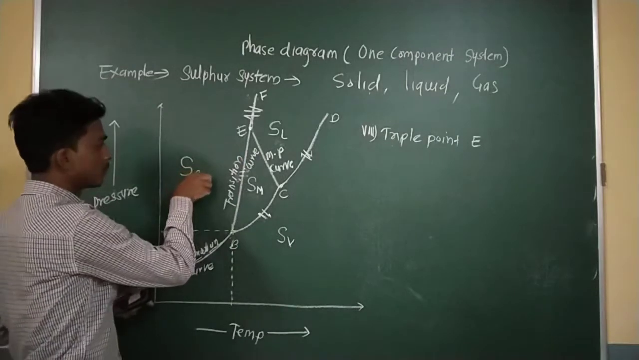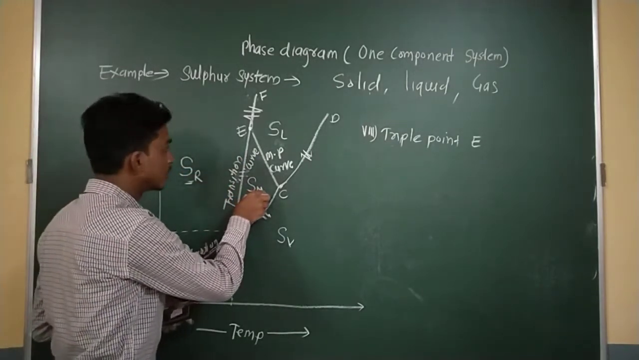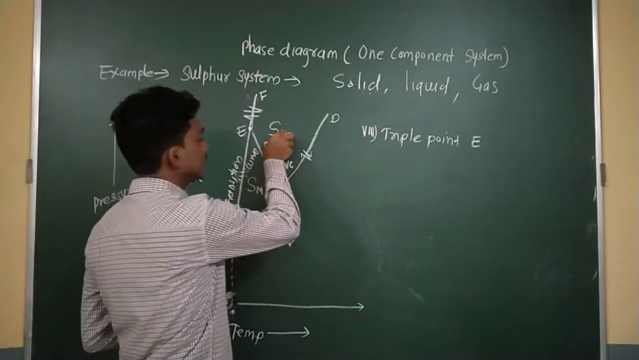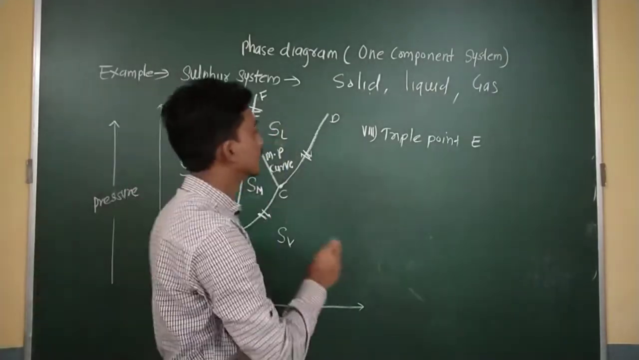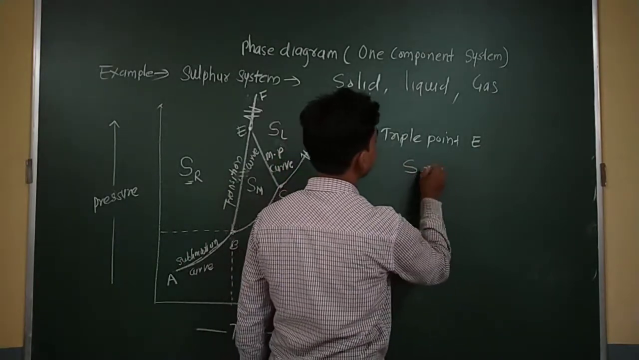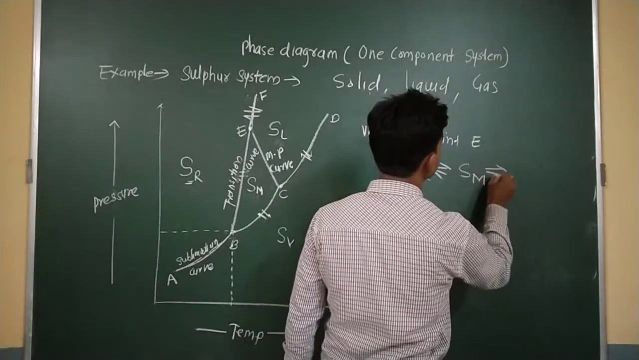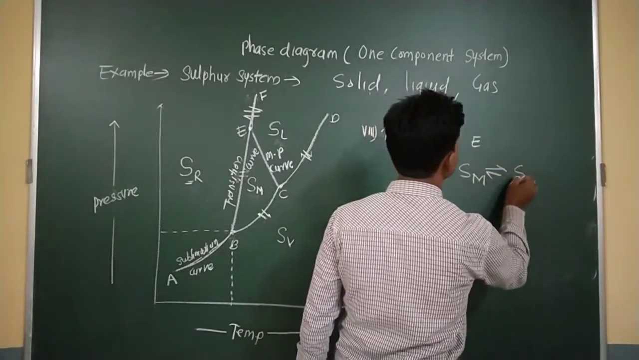Triple point E indicates that sulfur in the rhombic form is in equilibrium with sulfur in the monoclinic form, and this is in equilibrium with sulfur in the liquid form. SR is in equilibrium with SM, which is in equilibrium with SL.